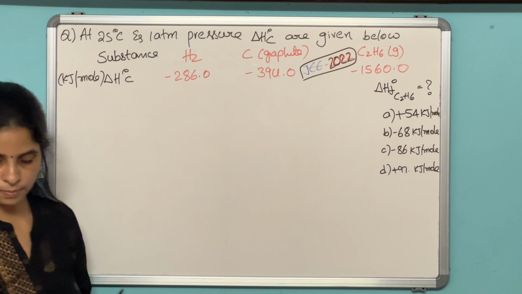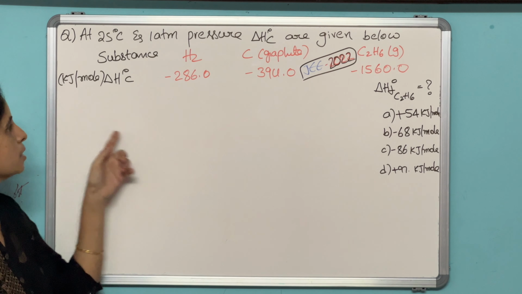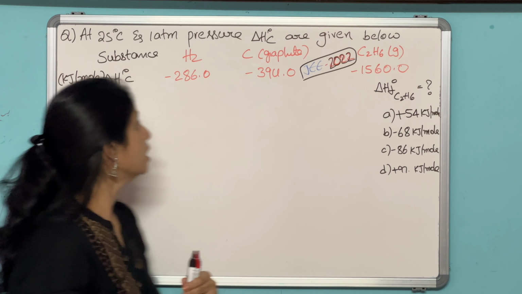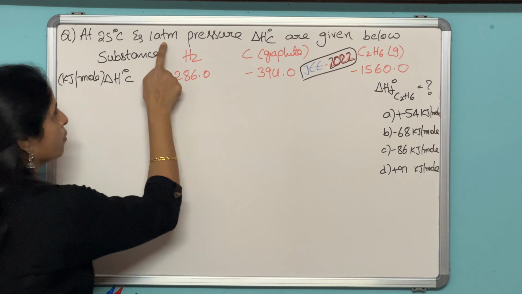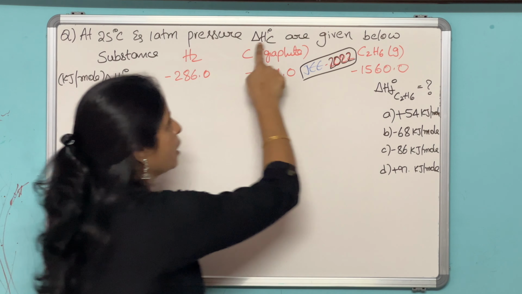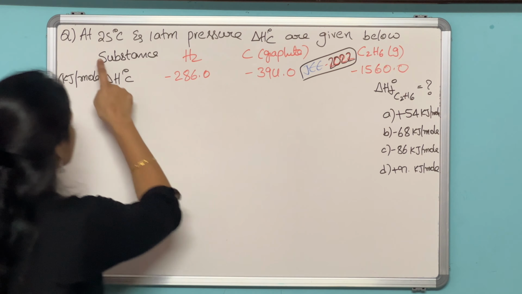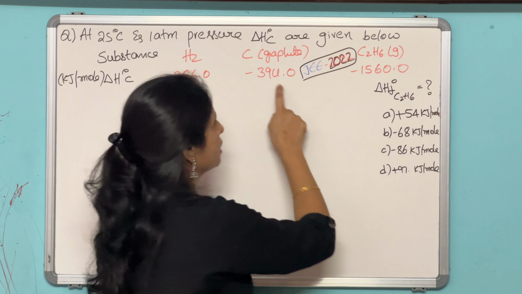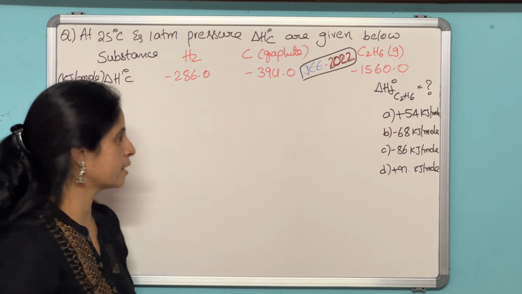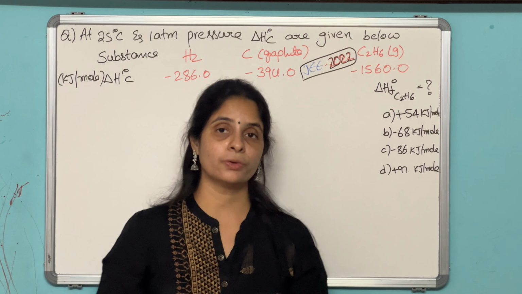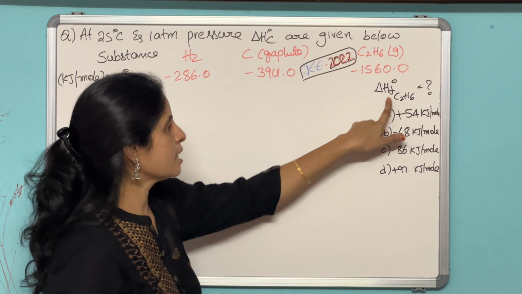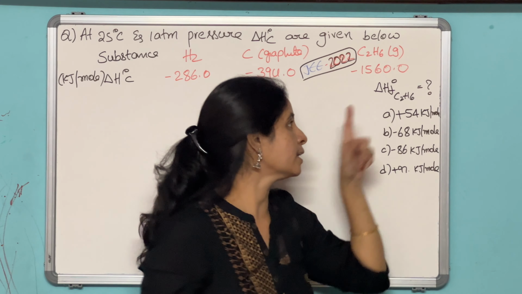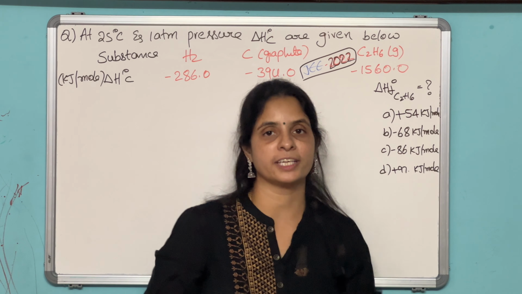Okay. Now look at this question. This was asked in 2022. At 25 degrees centigrade and 1 atmospheric pressure, enthalpies of combustion are given below: substances hydrogen, carbon graphite 394, and C2H6 ethane. Now he is asking you to find delta H formation. Here combustion values are given and you are asked to find the enthalpy of formation of ethane.